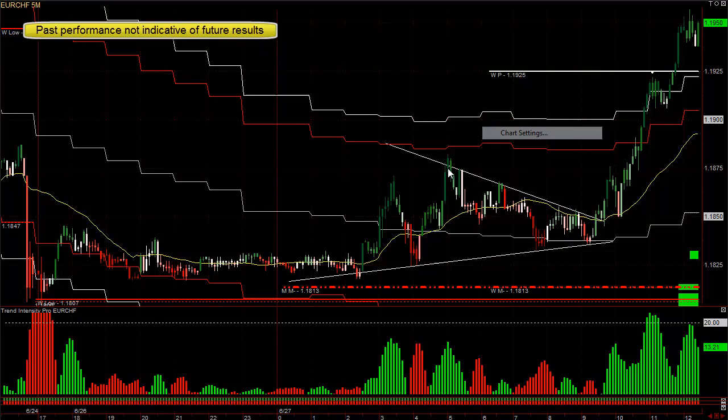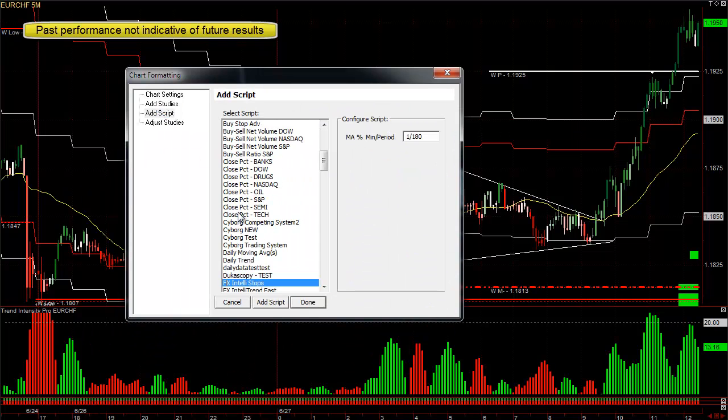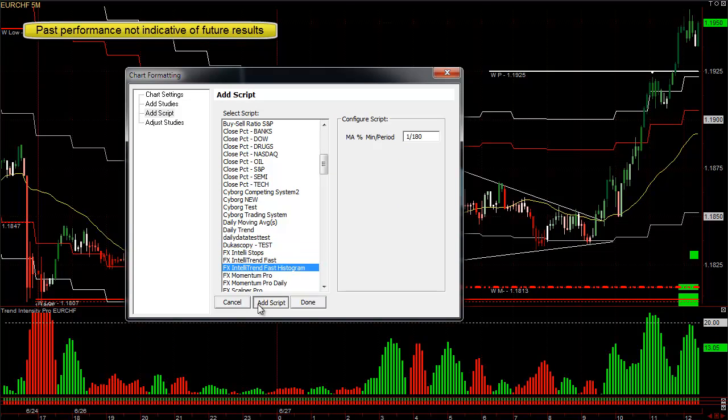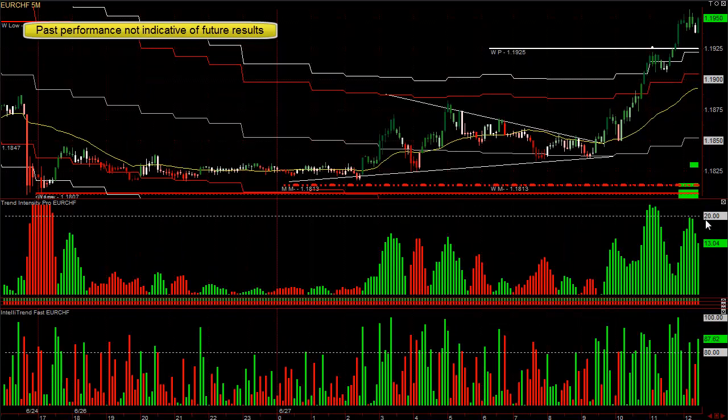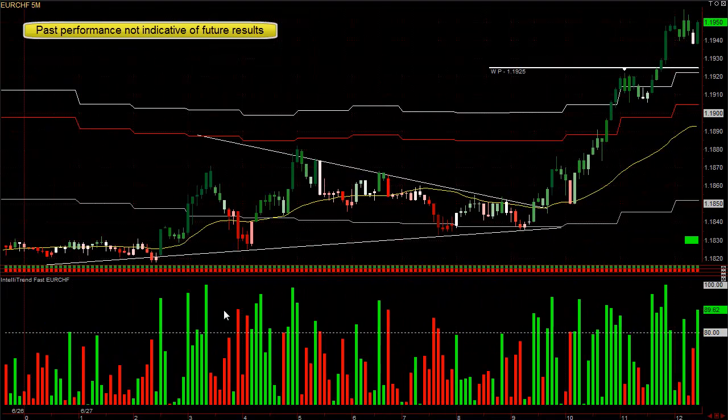And let's put our IntelliTrend histogram on here, just so you can see how this looked. Let me take this other one off. You can see as this was going sideways, there's a lot of strength right here, a little bit of weakness, then it pretty much went away. And as this bar broke out right here, it pretty much stayed strong all the way up.